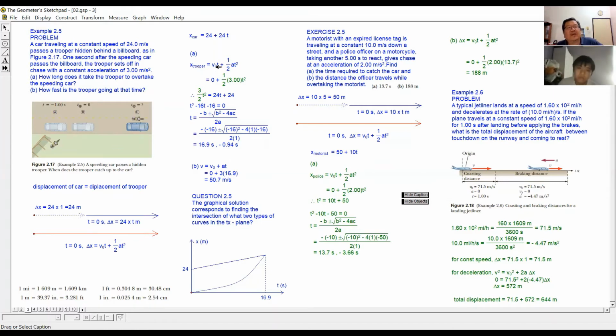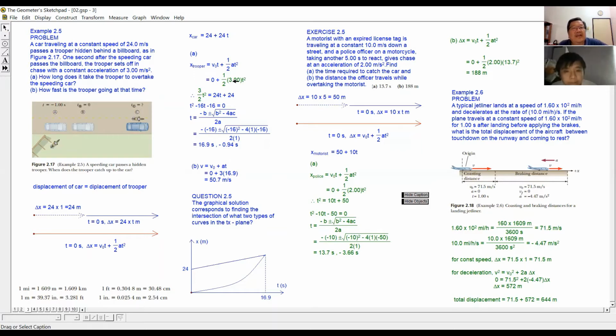So I use this formula, v naught, which is 0, plus half a t square. A is 3, it is given here, A is 3 meter per second square. And the t square is t square because we don't know what time the policeman will catch up with the car. Don't know, right? Okay.